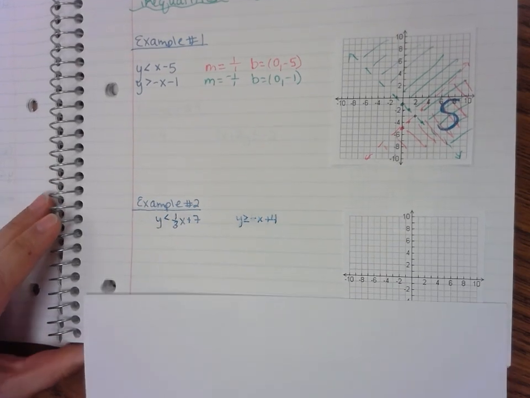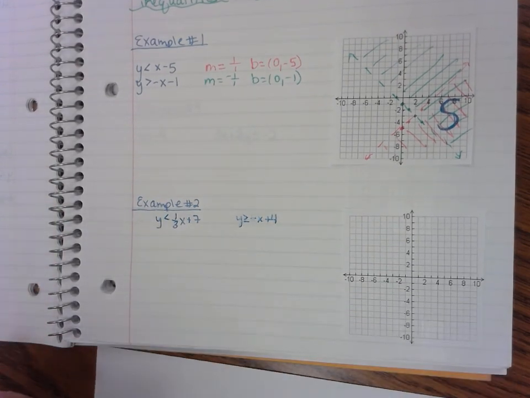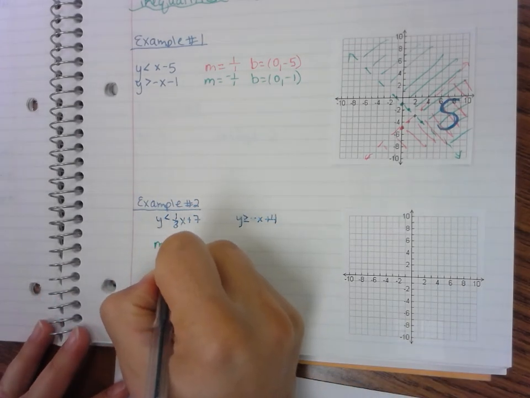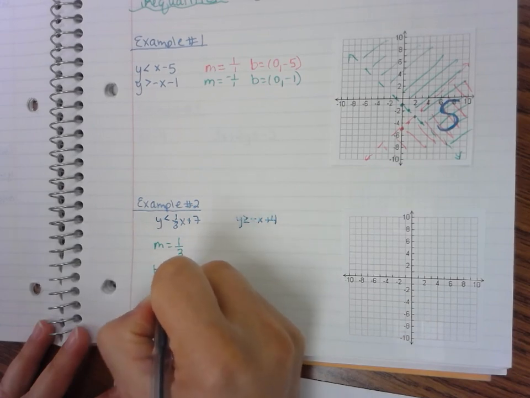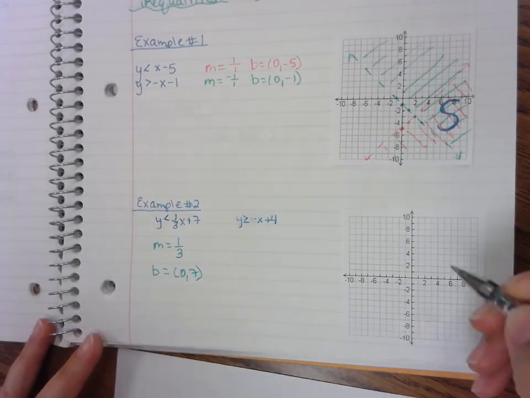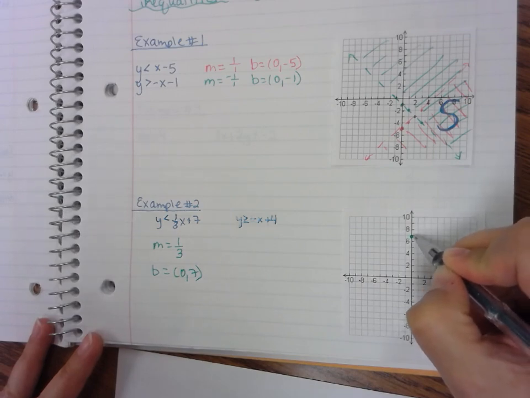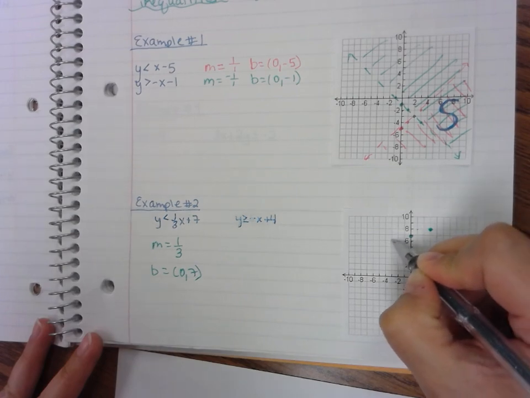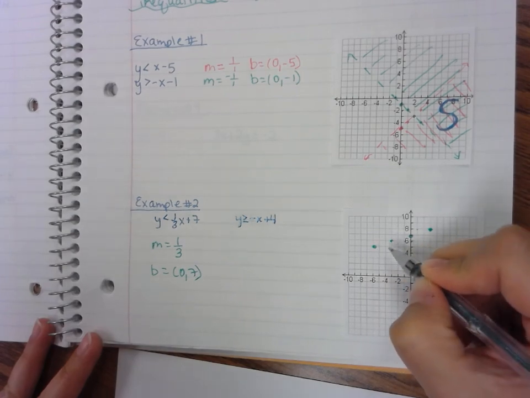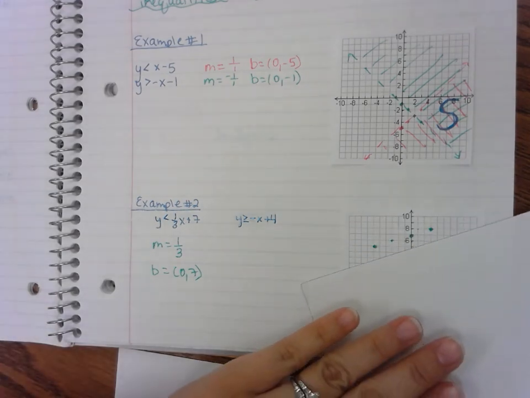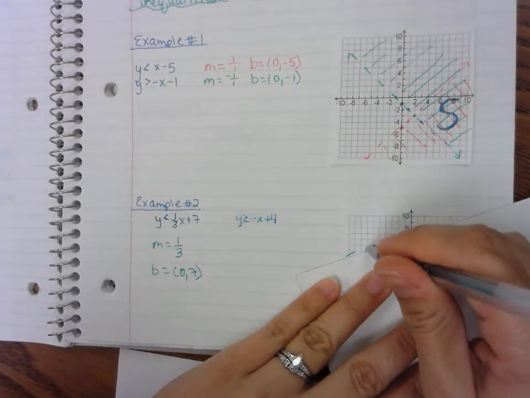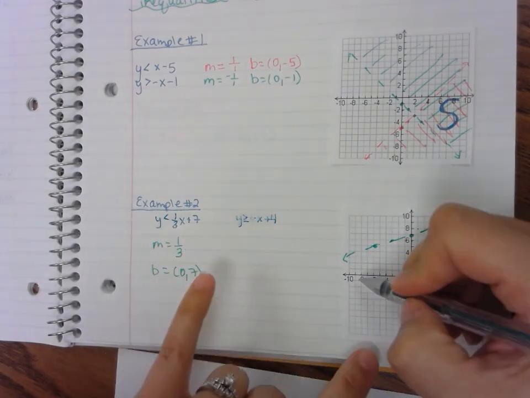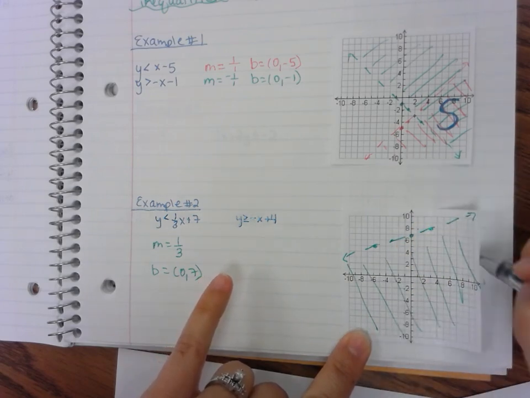Okay, again, I've given you 2 that are in the form that we want. So my first one has a slope of 1/3 and a b of (0, 7). So I'm going to start out up here at 7. My slope is 1/3, so rise 1, run 3, or I could come down 1 and left 3. Okay, this is a dotted line because it is less than, so I'm going to dash, put arrows on the end, and it's less than, so everything down here gets shaded.